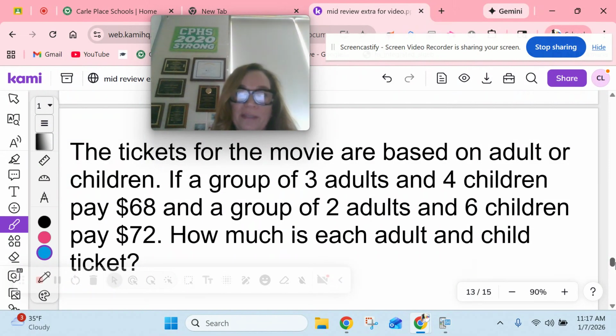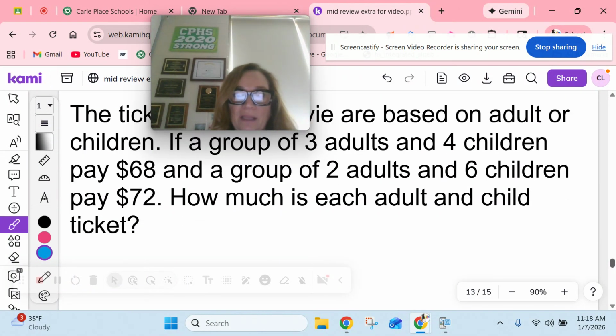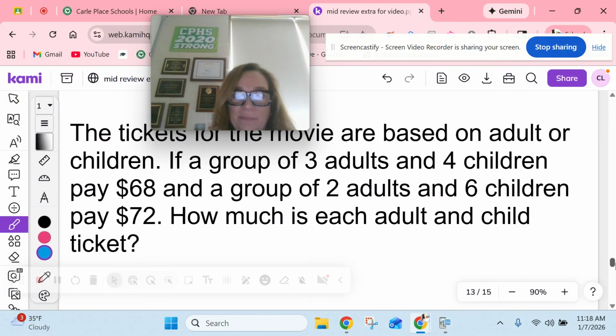Tickets for a movie are based on adult or children. I don't understand why we do that, but whatever. I mean, they're taking up a seat. Okay. If a group of 3 adults and 4 children pays 68, 2 adults and 6 children pay 72, how much is each adult and each child?